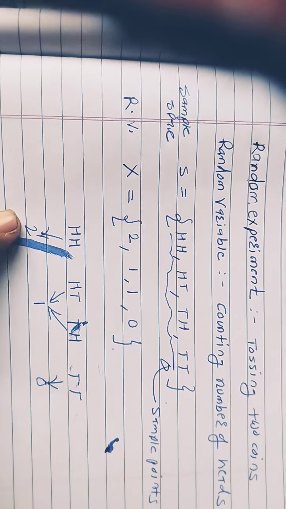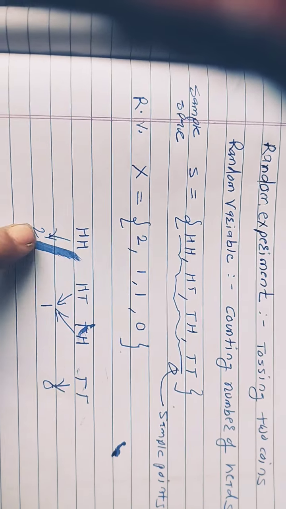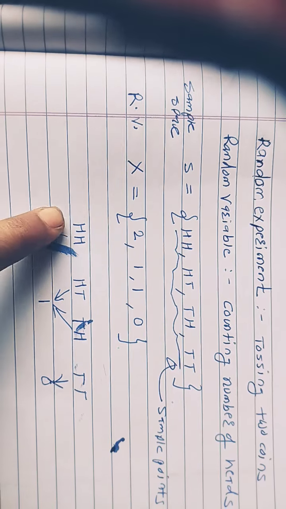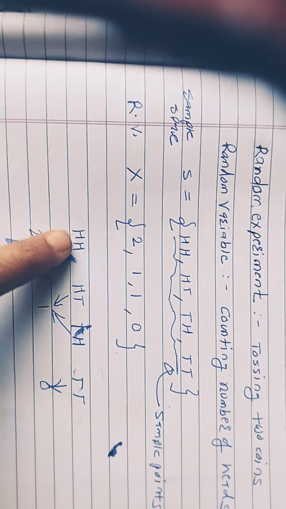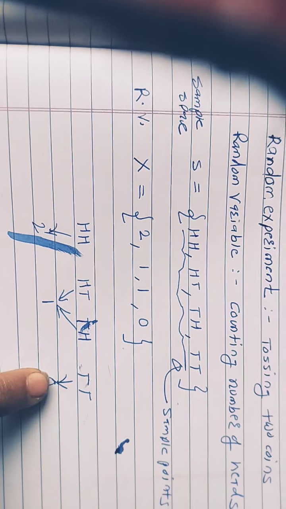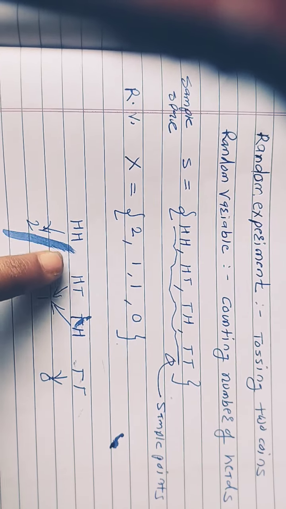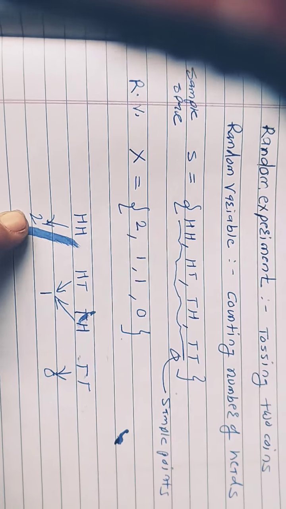So this mapping is in such a way that it maps to only a single value. Every sample point is mapped to a single value. It is not mapped to multiple values. So that is an important point, that the random variable maps the sample points to a single value.